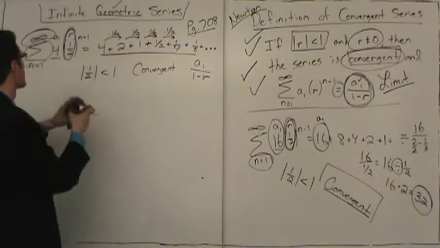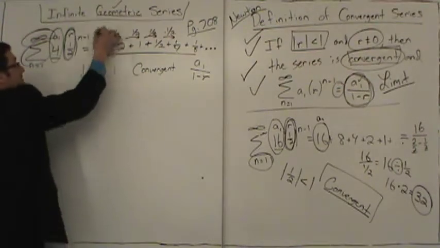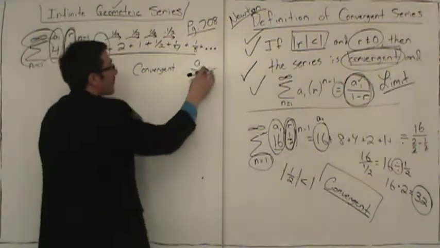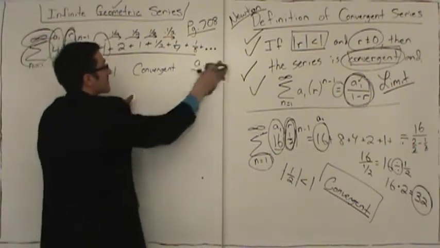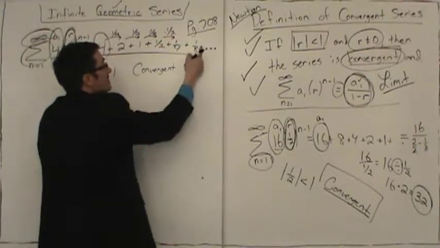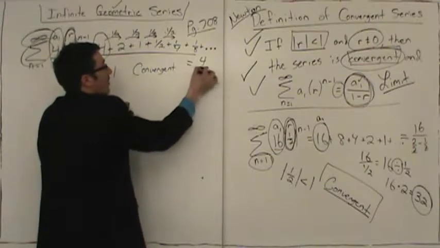So a sub 1, circle it. A sub 1 is 4. You can also circle it here. We put what? 4 over 1 minus r, which is a half. So we're going to say that this series is equal to what? 4 over 1 minus a half.